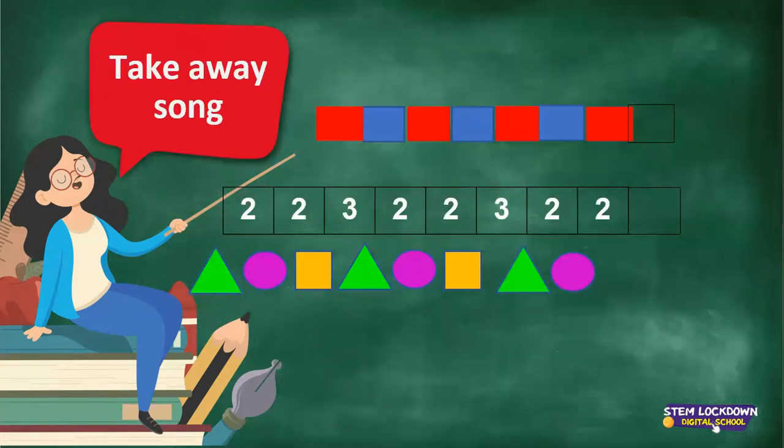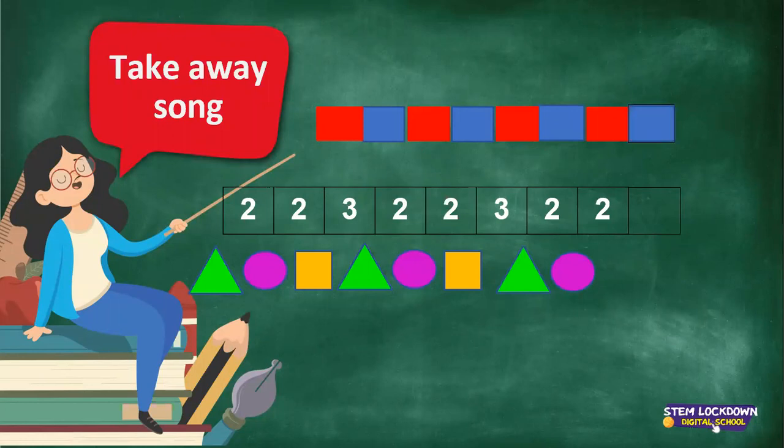That's nice. Let's see. We've got red, blue, red, blue, red, blue, red. What comes next? I don't know what to do. What comes next? The color is blue.